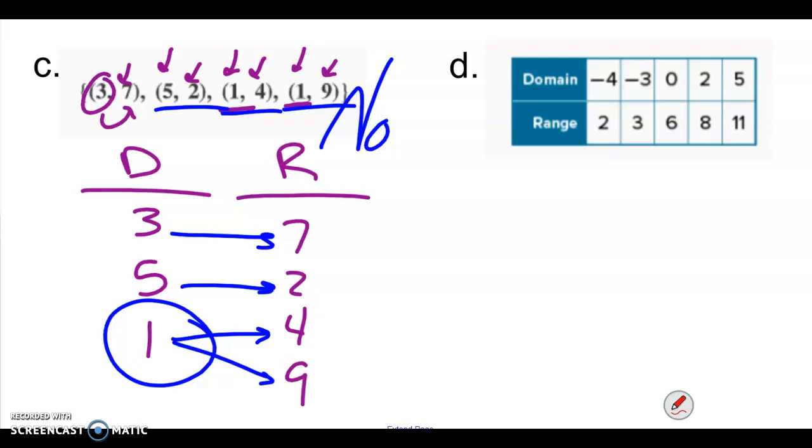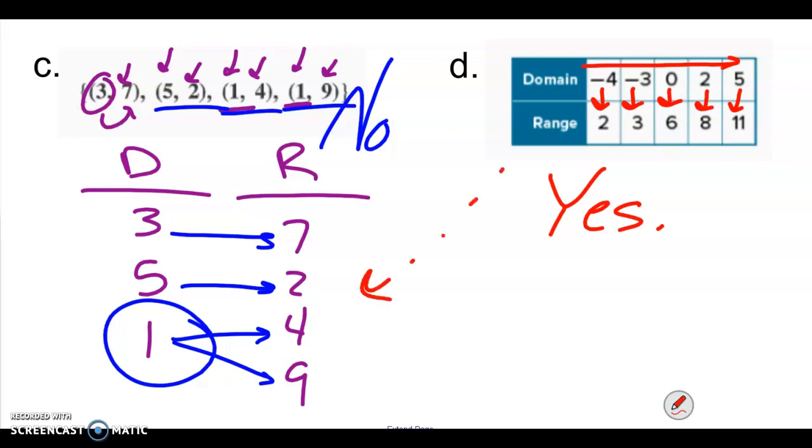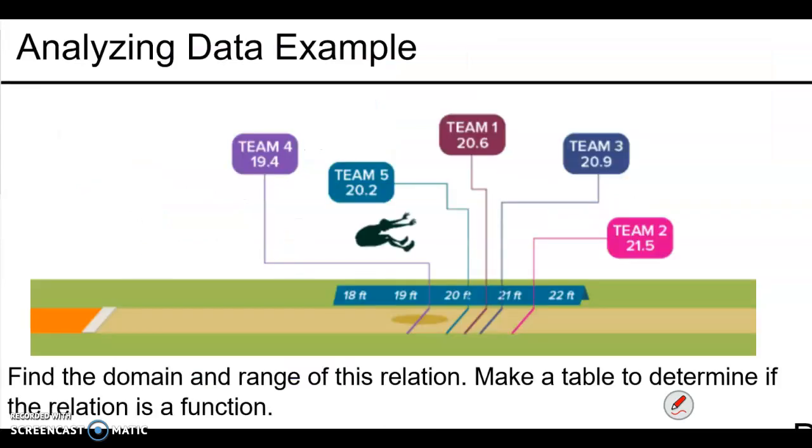Okay? Over here, I've got a -4 going to a 2. I don't have any other -4s. I've got -3 going to 3. I don't have any other -3s up top. 0, 2, and 5. I don't have any x's that repeat, so there's no chance that any x is going to 2 different spots. And again, you can make a mapping diagram just like that one to help you see that a little more easily.